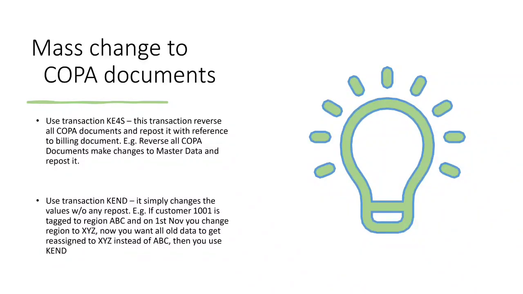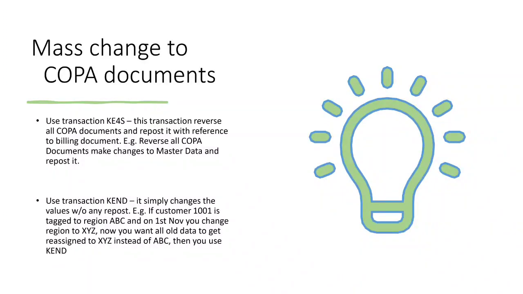Okay, now there are two ways to do so. One is transaction code KE4S. With this transaction code, what we can do is reverse all the COPA documents, make the necessary changes in master data, and then repost all the COPA documents to get those changed values in master data reflected in the COPA documents. Although this sounds not so good an option to me at least. There is also a second option, transaction code KEND. It simply changes the values without any repost.